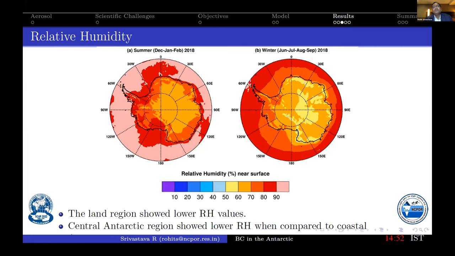I'll come to the relative humidity. This is also important because aerosol grows in the presence of higher relative humidity. So you can see here that the relative humidity mainly over the ice sheet is not captured. In observation it shows very high saturation, more than 90% value, but the model is not able to capture this region. But in the coastal region, it is capturing the relative humidity with respect to observations.